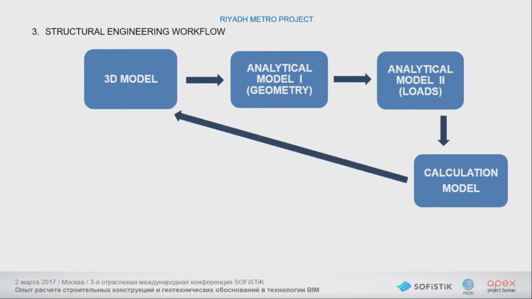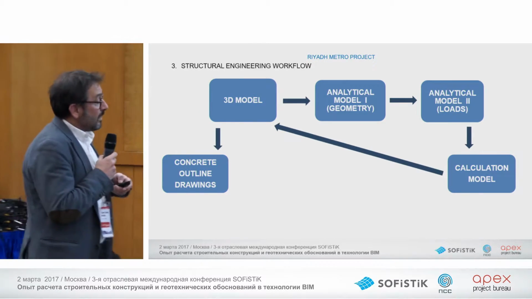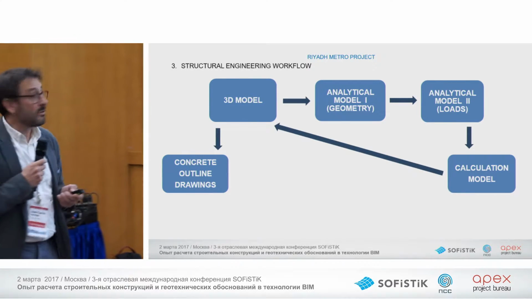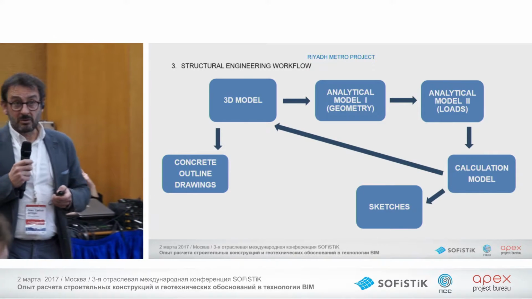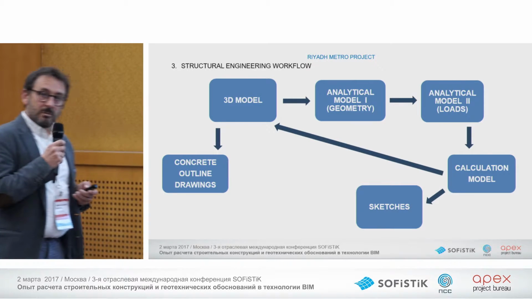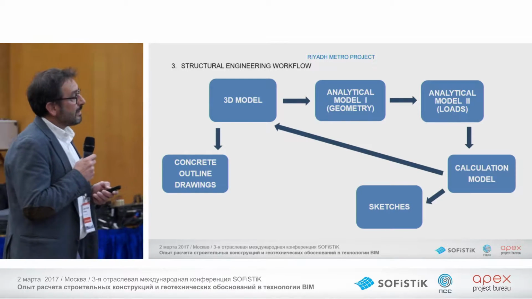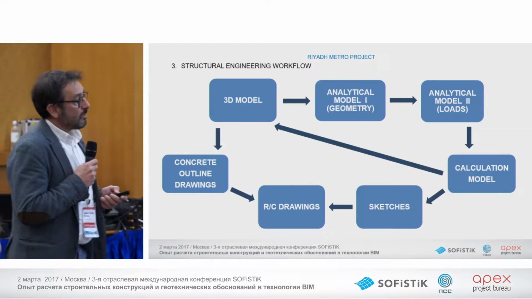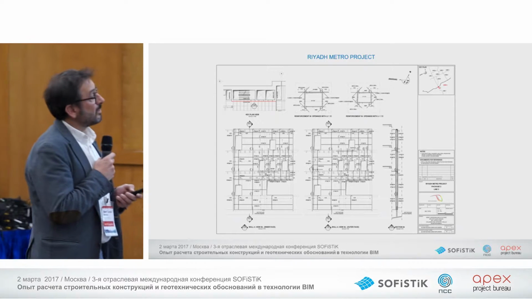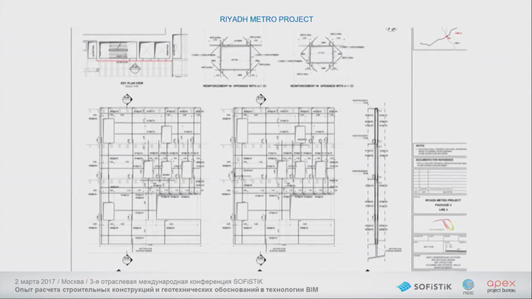After the calculation model, we have to go back to the 3D model to make variations in the geometry, and we have the concrete drawings, the final geometry of the model, and the sketches of the reinforcement. We have to make the reinforcement manually to translate it to the people drawing the final RC drawings, the reinforced concrete drawings. This is an example of reinforced concrete drawings, a detail.